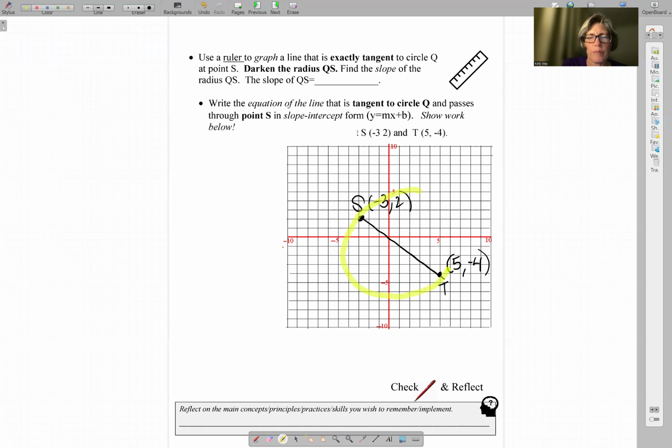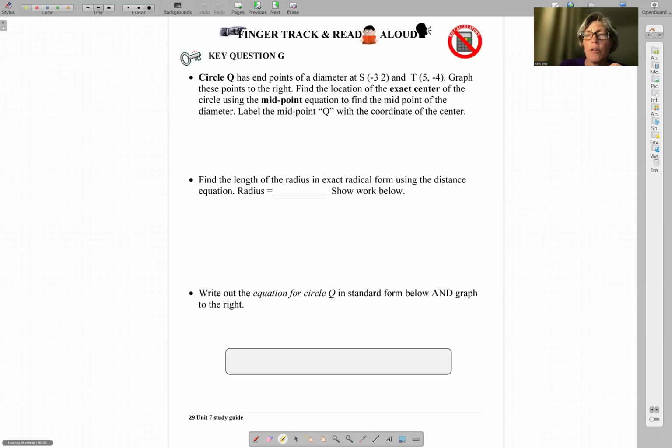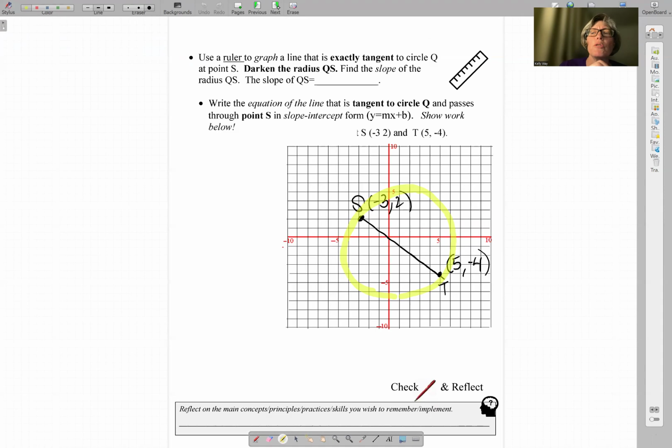And the midpoint of that diameter is going to be the center of the circle. Therefore, you're going to go through the process of finding the equation of that circle and put that there at the bottom, of which you need both the center and the radius.